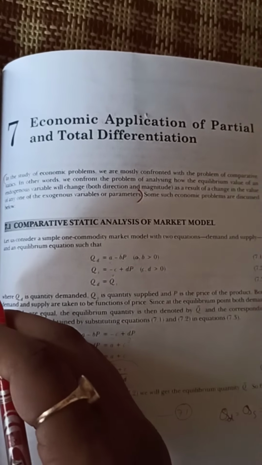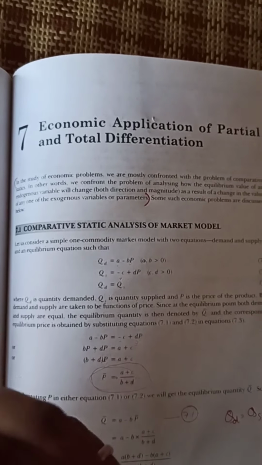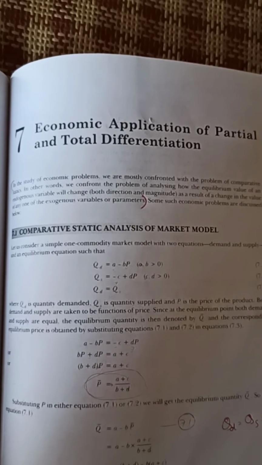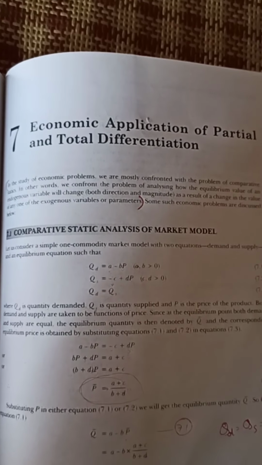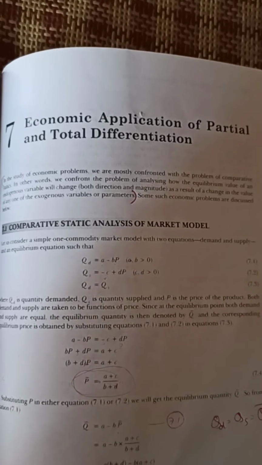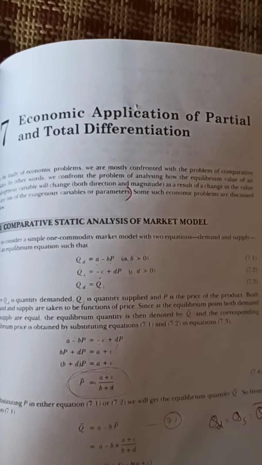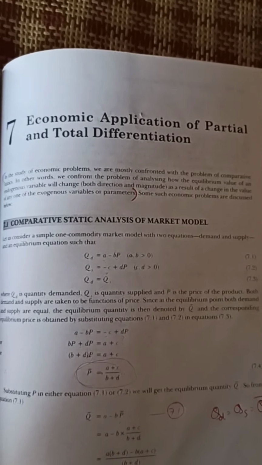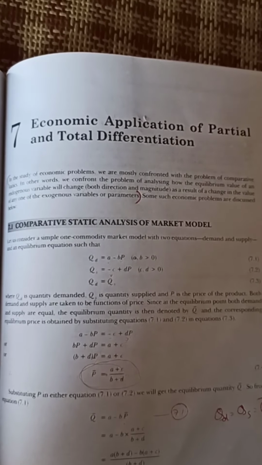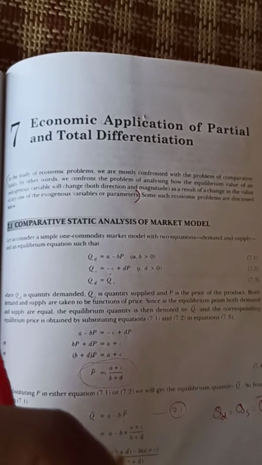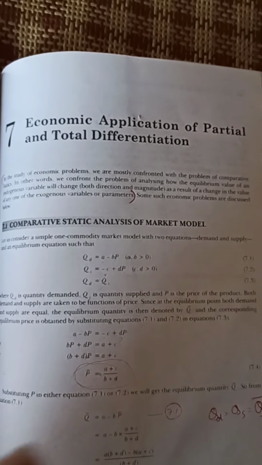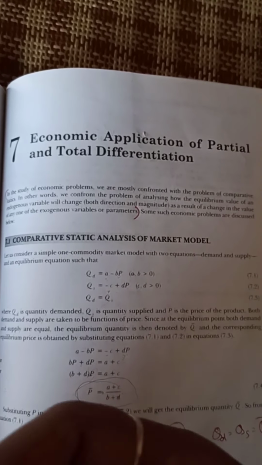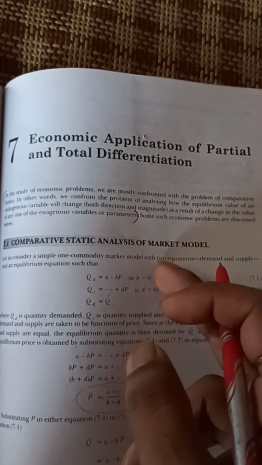So today we shall discuss comparative static analysis and how it is used in understanding the market model or the national income model. And by comparative static analysis we understand that it is an analysis which studies how the equilibrium level of endogenous variables will be affected due to change in the exogenous variables. Okay, so for better understanding this concept, let us go to the market model.